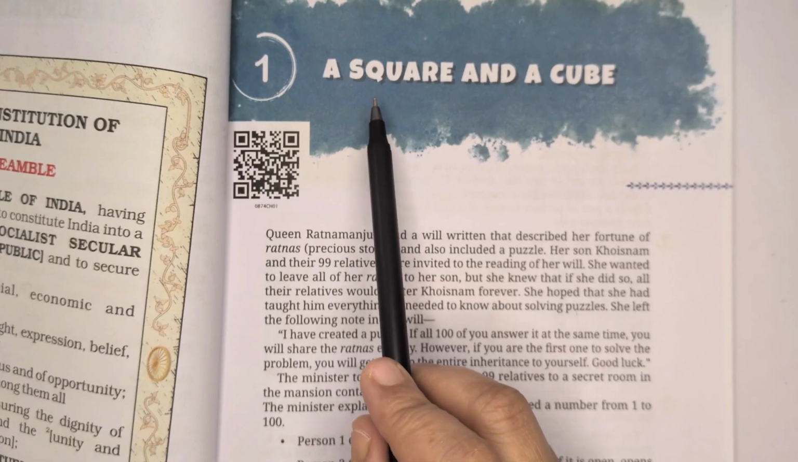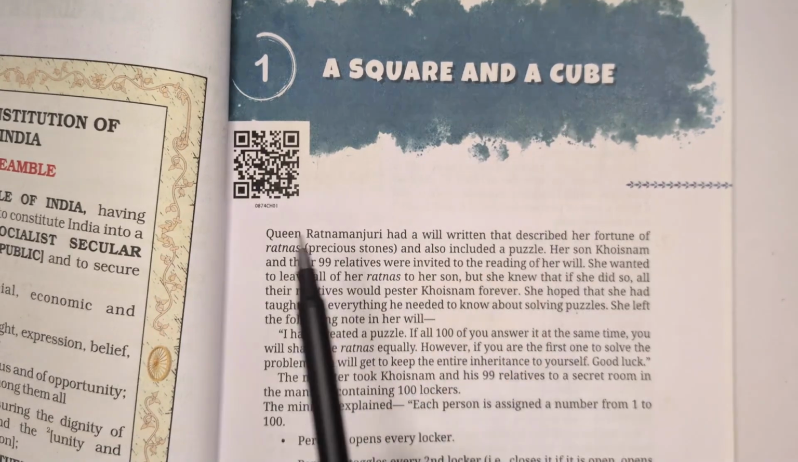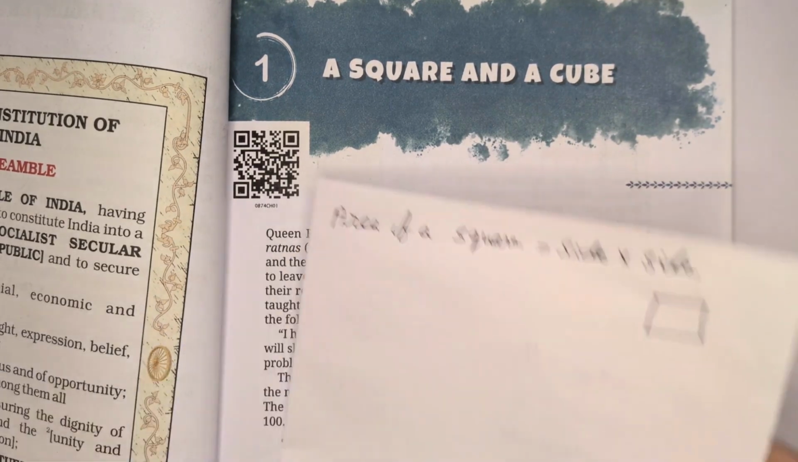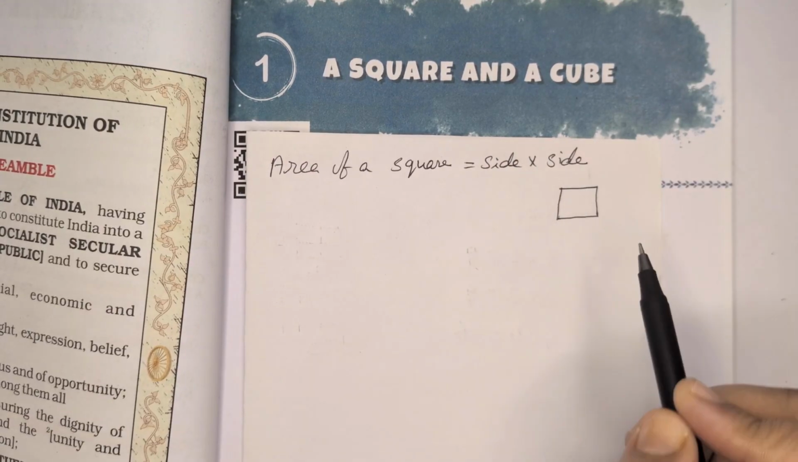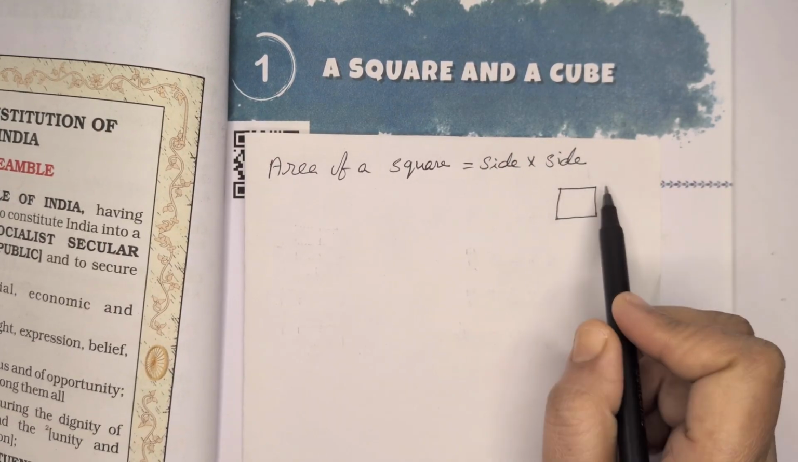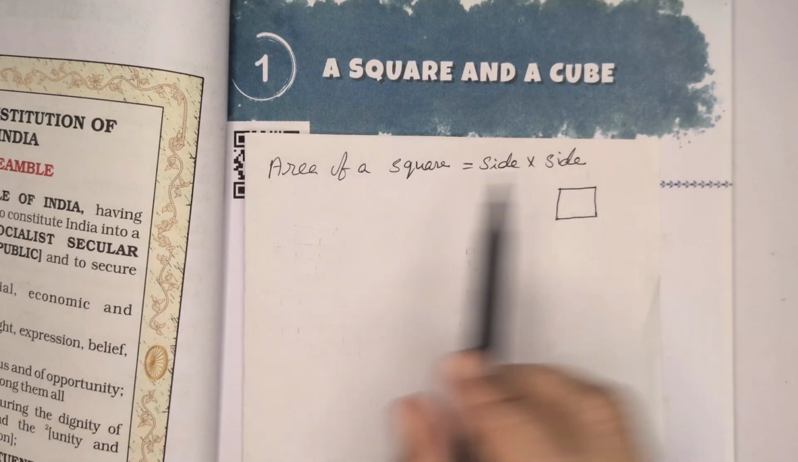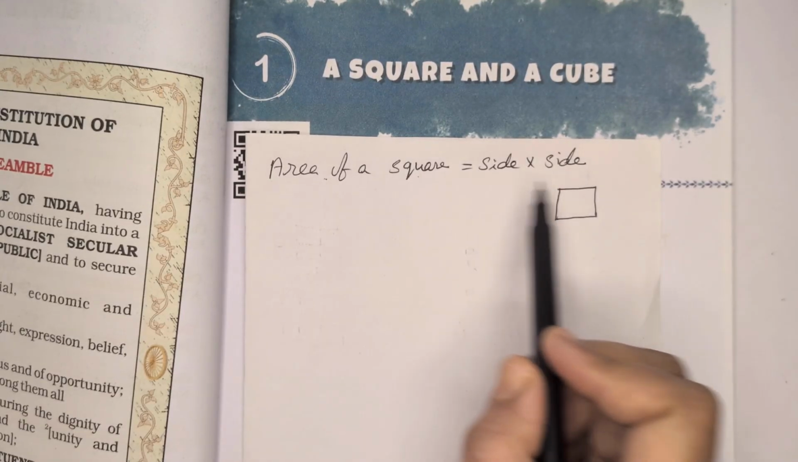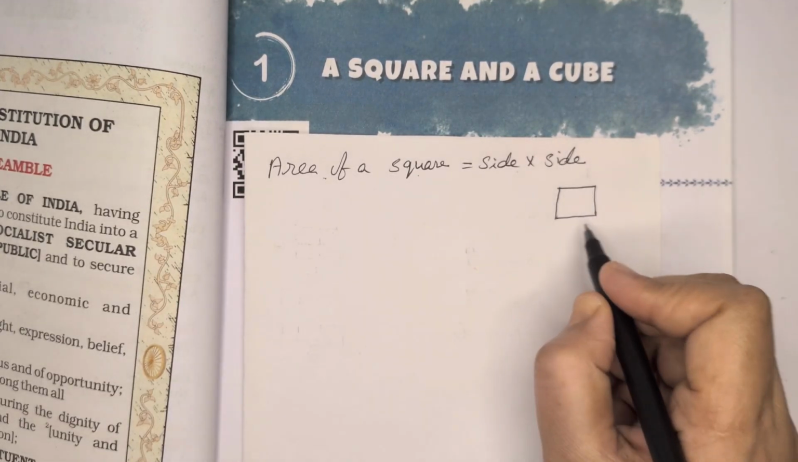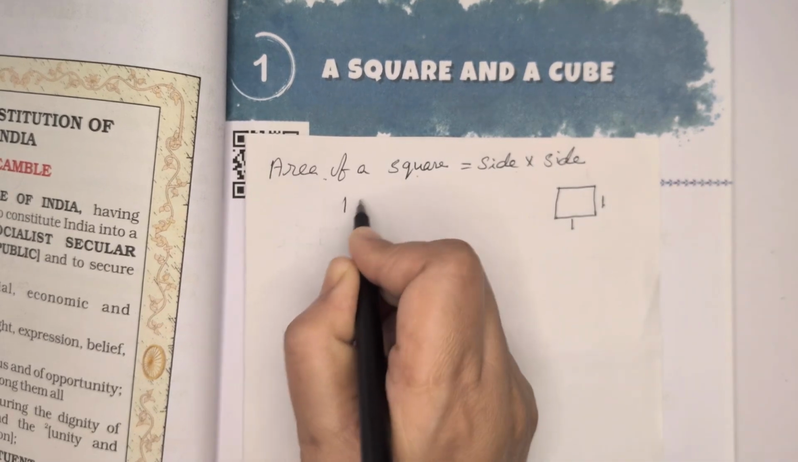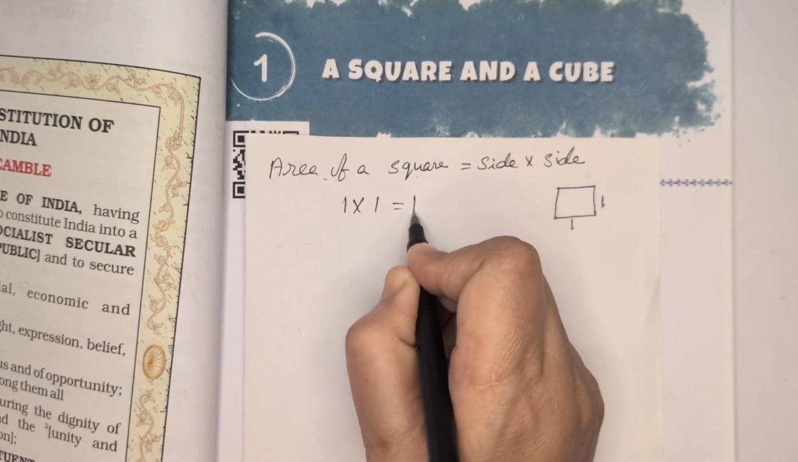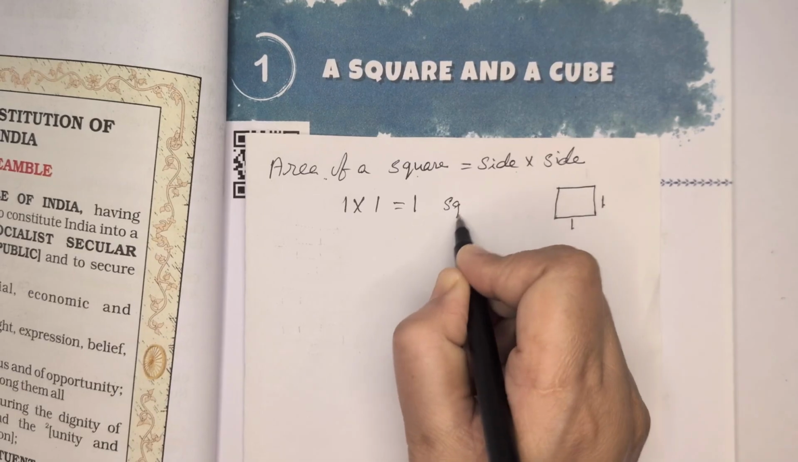Chapter 1, a square and a cube. Square: we know it is the figure with all four sides of equal length. That type of figure we can say is a square. And we know that the area of a square is equal to side into side. If the side is 1 unit, then the area will come 1 into 1 is equal to 1 square unit.